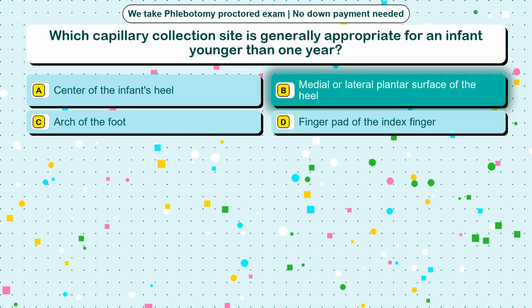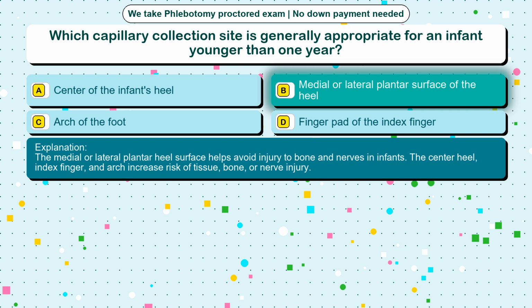The correct answer is option B, medial or lateral plantar surface of the heel. The medial or lateral plantar heel surface helps avoid injury to bone and nerves in infants.